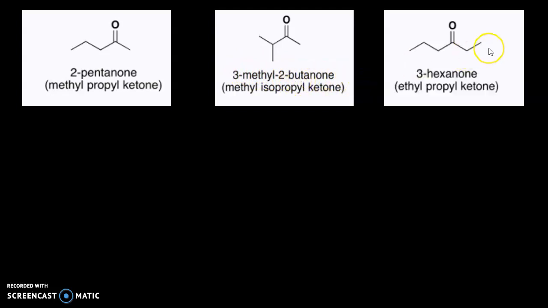We'll see another example. Select the longest carbon chain. We'll number from this end because this end is nearer to the functional group. So 1, 2, 3, 4, 5 and 6, that means hexane. The E of hexane will be replaced by ONE, so it will become hexanone. But at the 3 position there is a carbonyl group, so it is 3-hexanone.